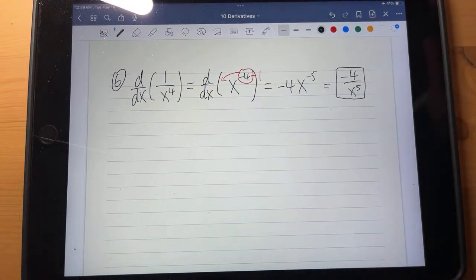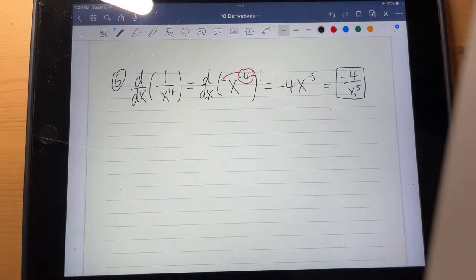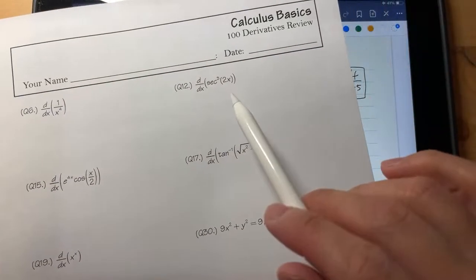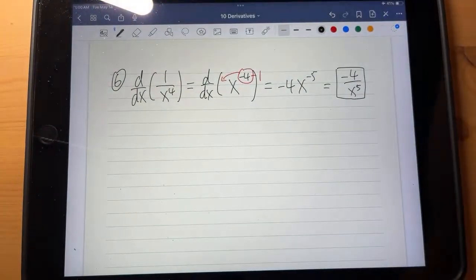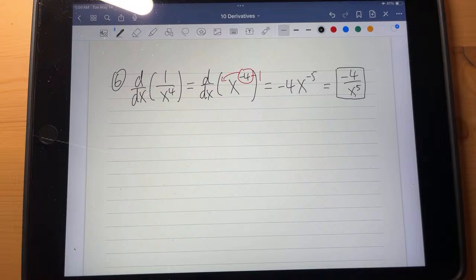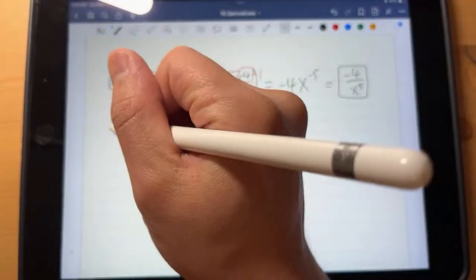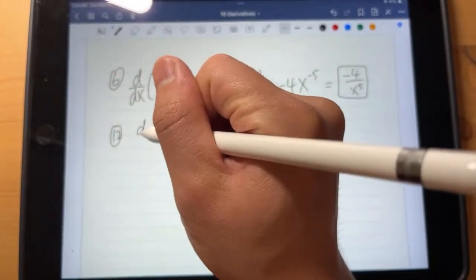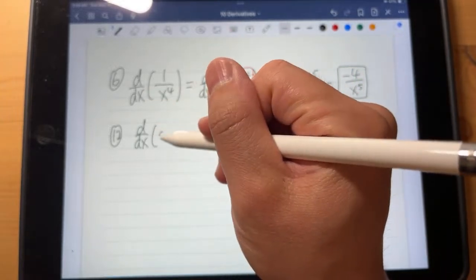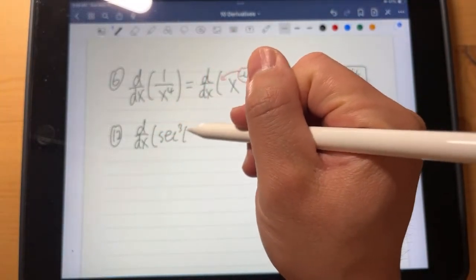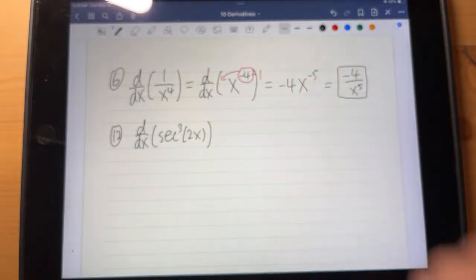And now let's continue with the next question. The next question I have for you guys is this one. Question number 12 from the 100 derivative video. Okay, so this is number 12. We are going to be differentiating secant to the 3rd power of 2x.